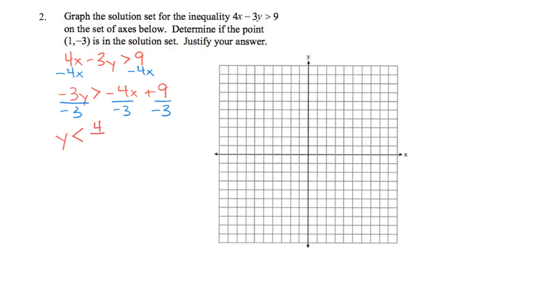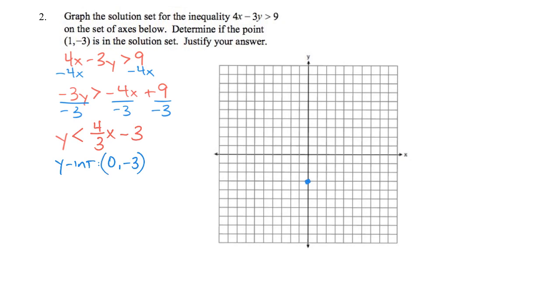-4/3 is a fraction, so I'm just going to leave that, but I am going to change it to positive. Negative over negative is positive. And then 9 divided by -3 is -3. Okay, so now what do I have? My y-intercept is (0, -3), so I can plot that. It's going to be right here.